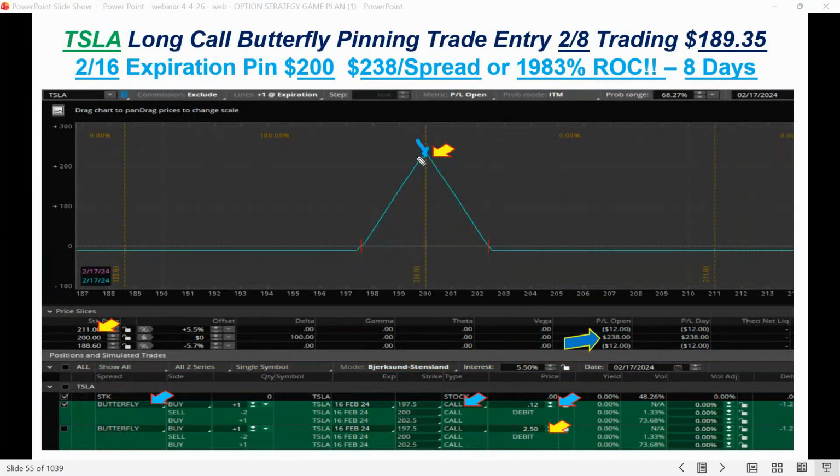Now you're scaling out. You don't wait for the last second, but this is where it did go out pretty much at the last second. So at expiration, this was a perfect pin at $200. So the max profit was 238. It made a 1,983% return over that 8-day period from that kind of pinning trade setup. So really, really cool trade setup for certain situations. Again, knowing when to use it is the key.